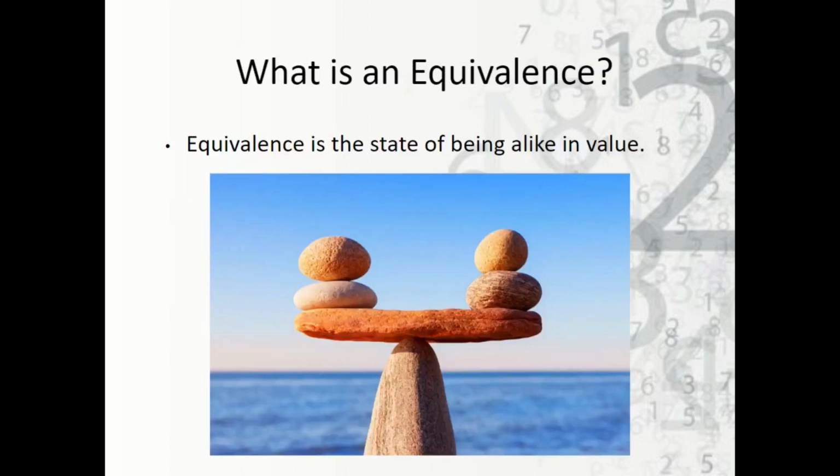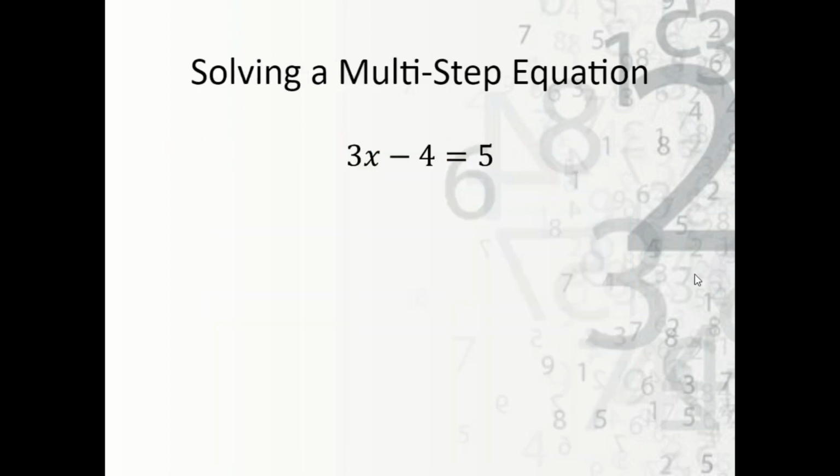Think of equivalence as being a state of being alike in value. So we have different rocks, and notice they're all different sizes here, but their weights balance out, so that's what we need to do. So if we take one rock off, we need to make sure we do it to the other side as well and keep everything balanced.